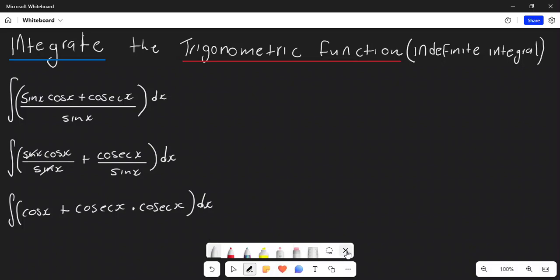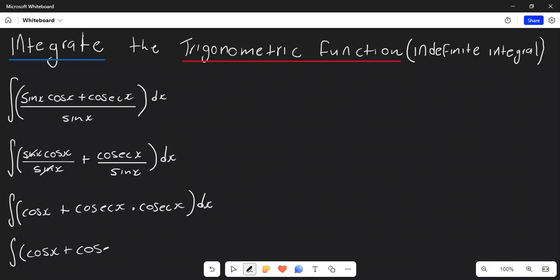Alright, now if you rewrite this now, we'll have cos x plus cosec multiplied by cosec, which is going to give us cosec squared x dx. Right, so this is what we have. Now we can start to integrate this function like this, because we know the integral of cos, and we also know the integral of cosec squared.